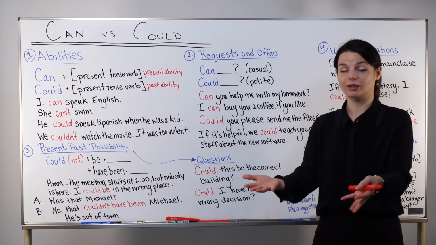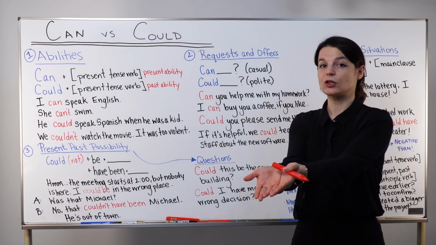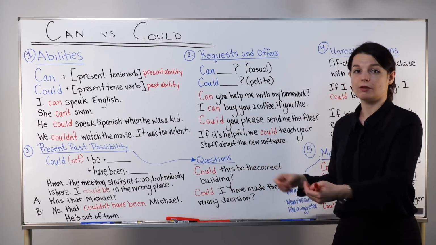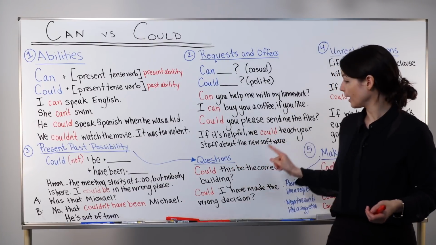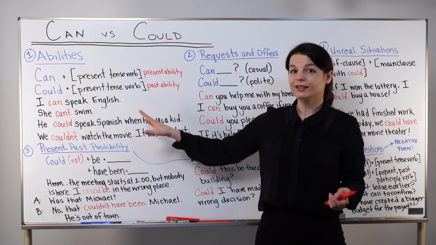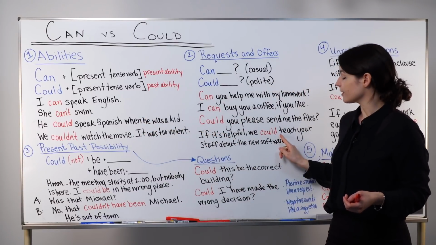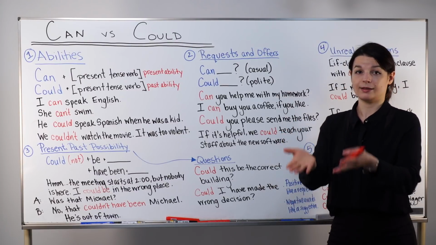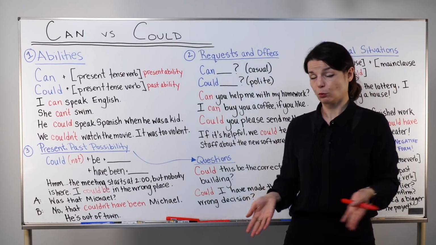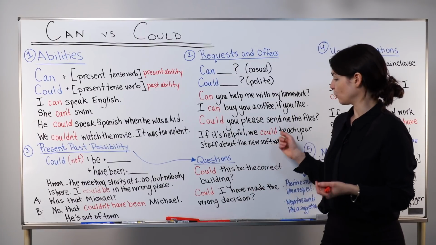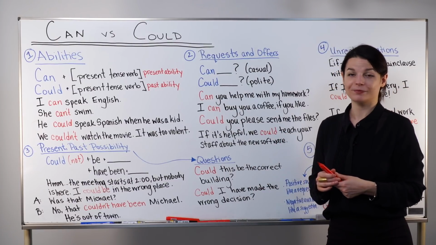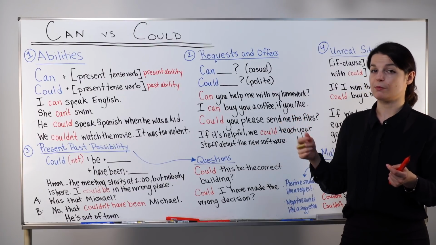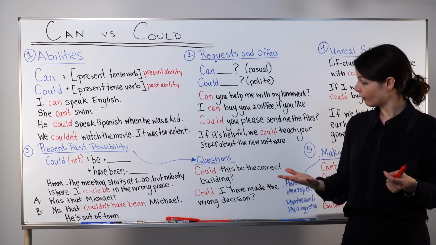So this is an offer. We are offering to teach your staff about the new software. We use could to do that. We could do this, like again, we have this ability, yes, but in this case, could is not referring to a past tense situation. We're using could to make a polite offer. We could teach your staff. So this is one example of how to do it. Okay, so this is how we use can and could to make requests and to make offers.